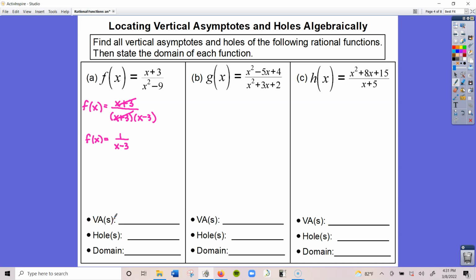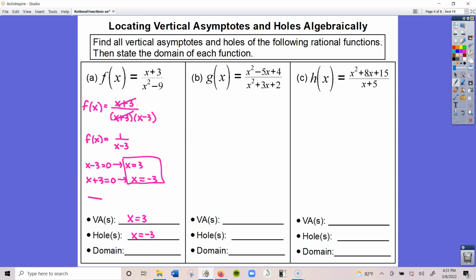My vertical asymptote is where the denominator is equal to 0. So that means that x minus 3 is equal to 0, x is equal to 3. That's my vertical asymptote. For the hole, that's your common factor set to 0. Therefore, you have a hole at x is equal to negative 3. Now these numbers here, both the hole and the vertical asymptote, are going to affect the domain of your function. These are my excluded values.